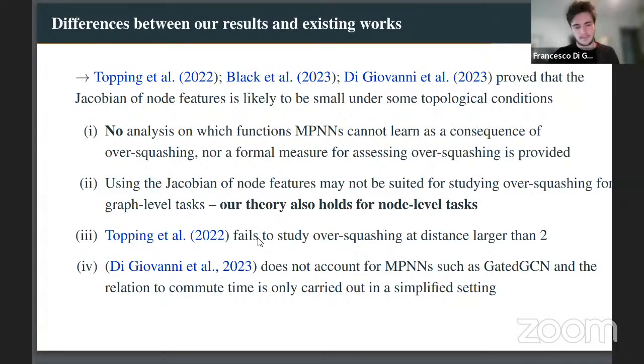And previous works have not made such a strong connection to expressivity and phrasing oversquashing as this inverse of the mixing, so to highlight that oversquashing has to do with the ability to mix features, and oversquashing can be mitigated by increasing the capacity of the model, but the extent to which such capacity has to be increased, of course, is something that one has to derive. And this nice connection between number of layers and commute time is novel.